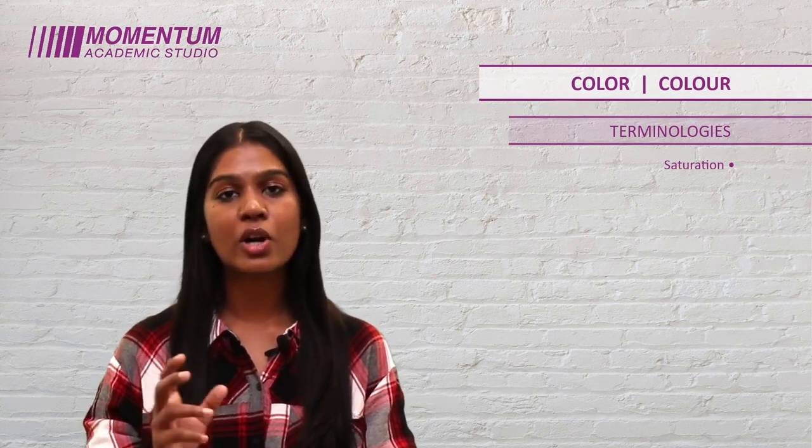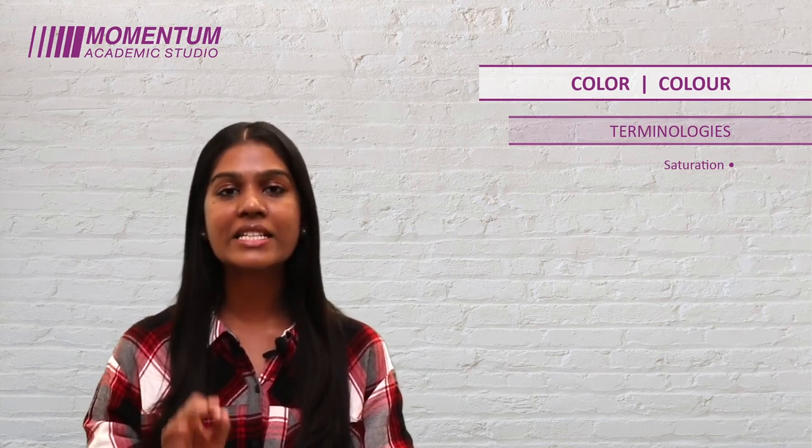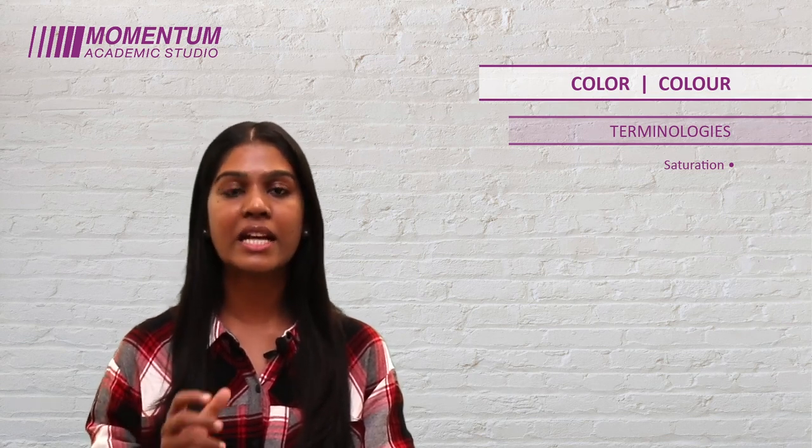The second factor is saturation. Saturation means the intensity of the color, which means how pure the color is. When I say the color is 100% saturated, that means the color is at its brightest form or its purest form. Or when I say it is at 0% saturation, then it will be in its dullest form.